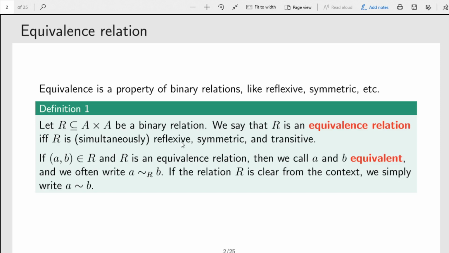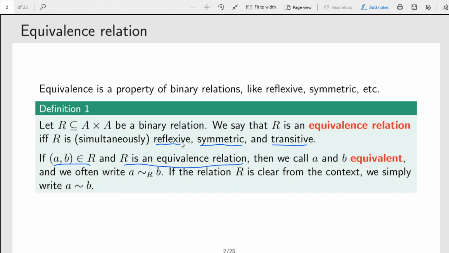In fact, given a binary relation R, we define R as an equivalence relation if R is simultaneously reflexive, symmetric, and transitive. So R is an equivalence relation if R is reflexive, symmetric, and transitive. If these three properties are satisfied by R, then we would say that R satisfies the equivalence property.